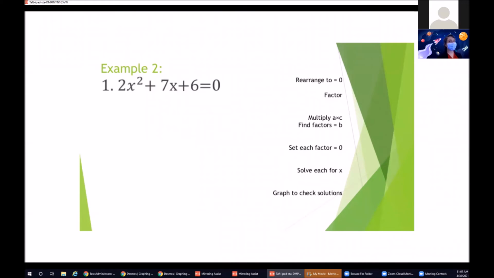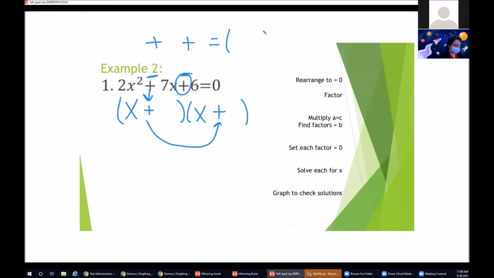Do we need to rearrange it? Do we need to rearrange it? No, right? It's already set equal to 0. So now let's factor it. Drop your parentheses. Drop your x's. The first sign comes down. It's a positive. Now a positive times a what gives you a positive? Positive. So just remember, if they're both plus, then your two signs in your factors are plus. Okay?